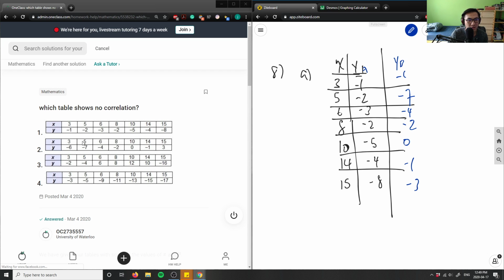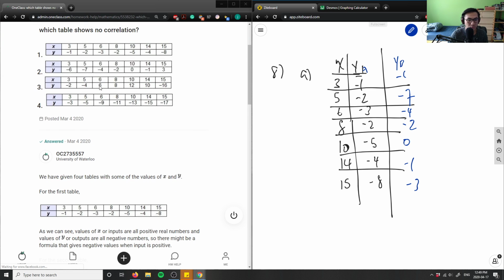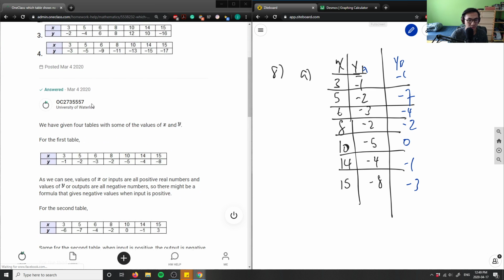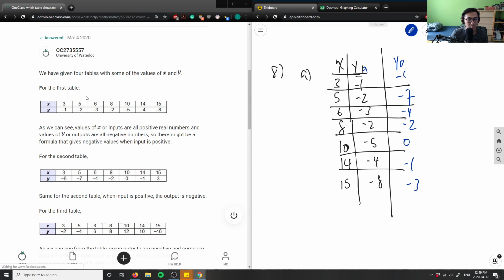So I have here negative 6, negative 7, negative 4, negative 2, 0, negative 1, and 3. So it's slowly going up here, whereas this one is slowly moving down here. So I'm torn between 1 and 2 here in terms of which shows no correlation. So let me just see what they're doing here in terms of table of values. So first table of values, it says values of x are all positive real numbers and y are all negative numbers. So there might be a formula.